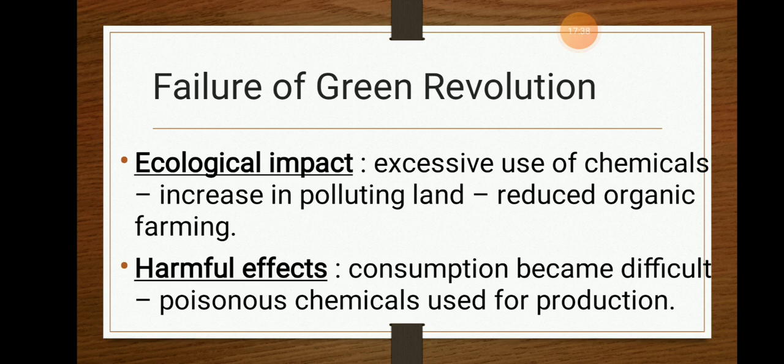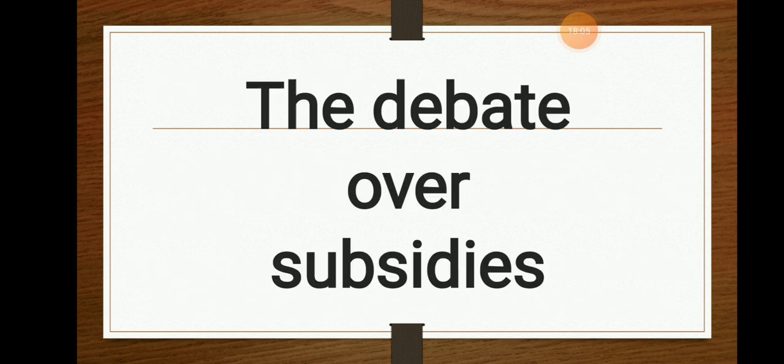And lastly, the harmful effects. Normally when there is ecological impact, then while people consume the food grains, what happens? There will be a negative impact because of the high usage of chemicals, pesticides and fertilizers. It can even be poisonous for the consumers who consume it. So this is also one of the negative or failure things under the green revolution. Okay, so this was about the green revolution.